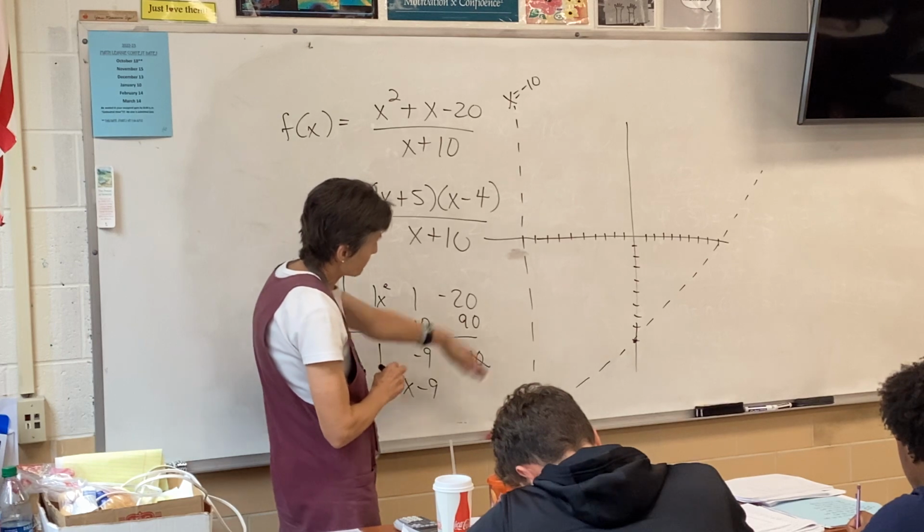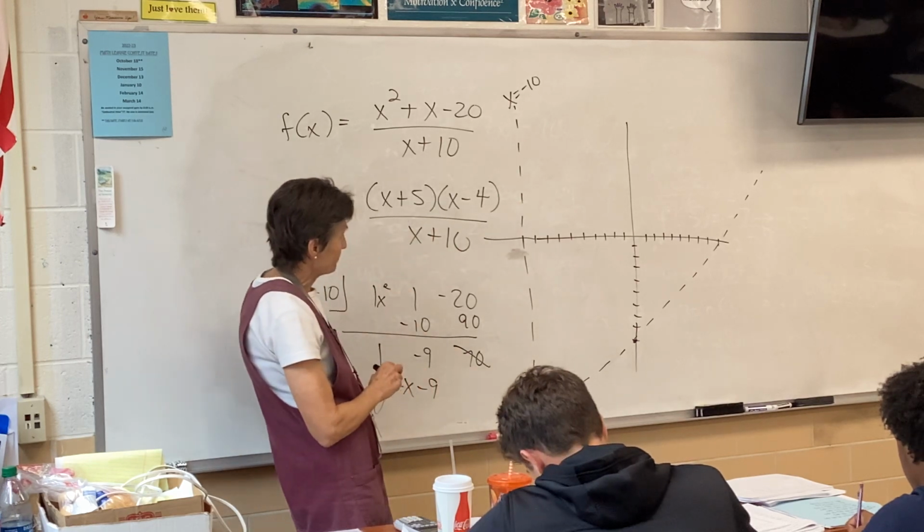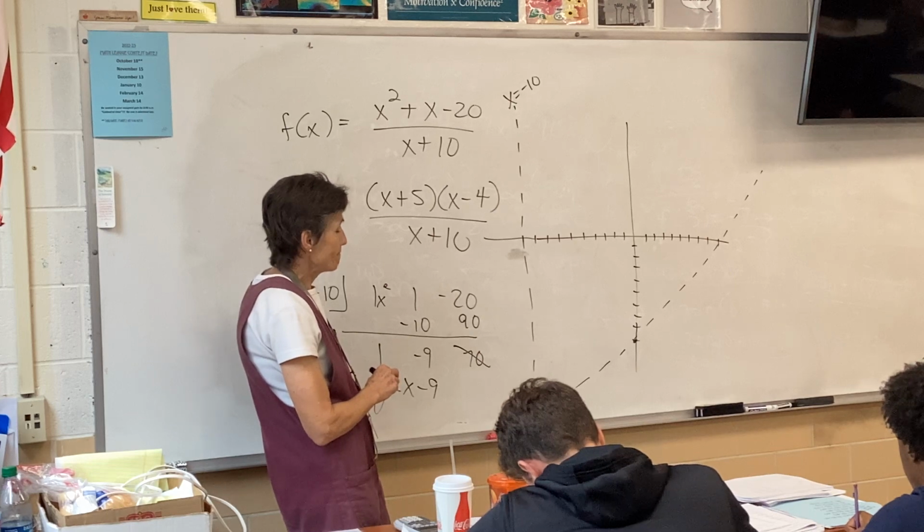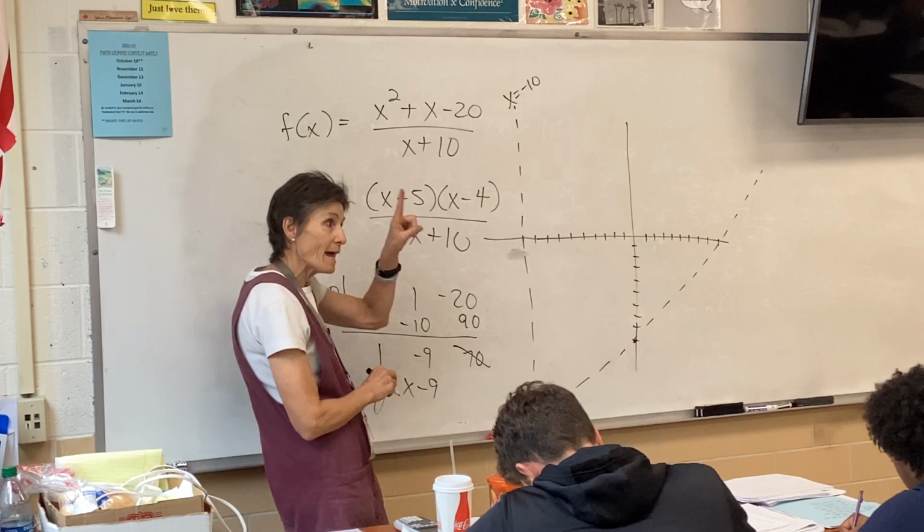Okay, that's supposed to be a straight line. I realize it's not, but it's supposed to be a straight line. Okay? Those are my asymptotes.